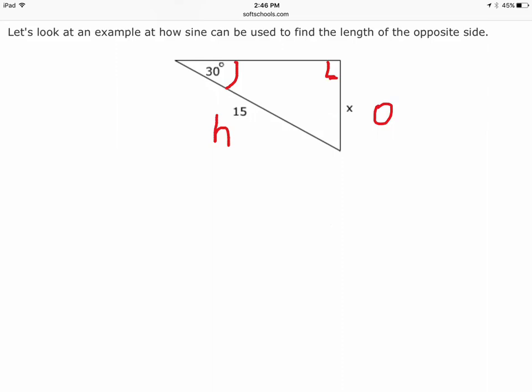Now, as we look at this question further, we're going to start using something you may not be familiar with, which is the sine function on a calculator. The sine ratio is this. The sine of an angle equals the opposite over the hypotenuse.